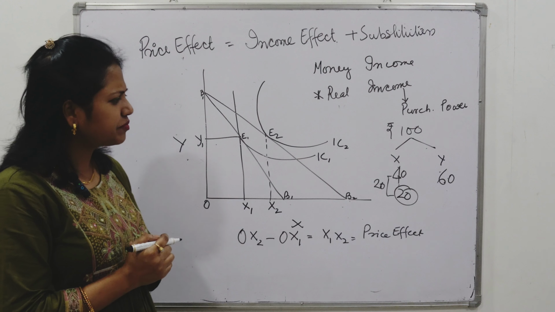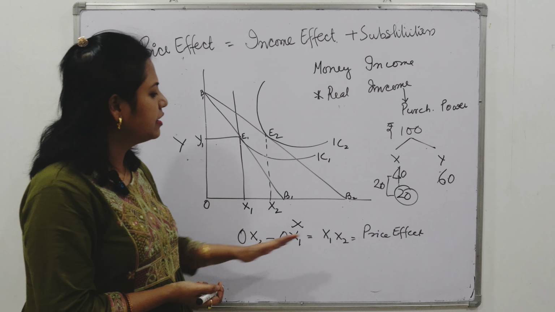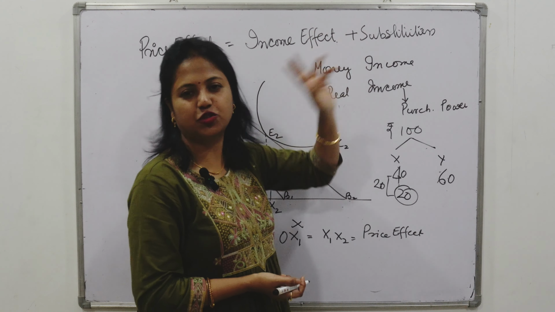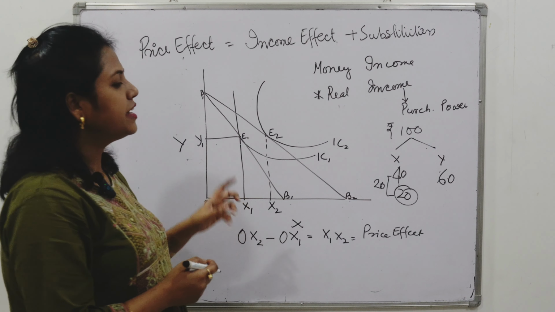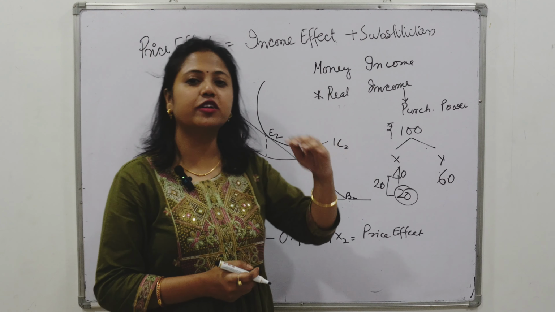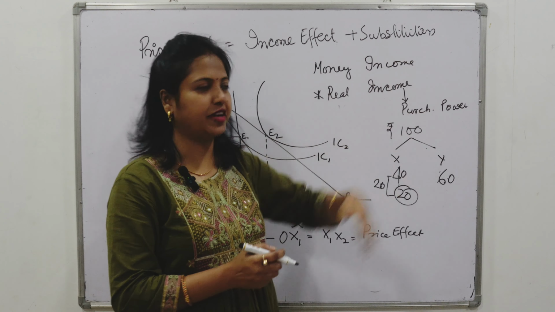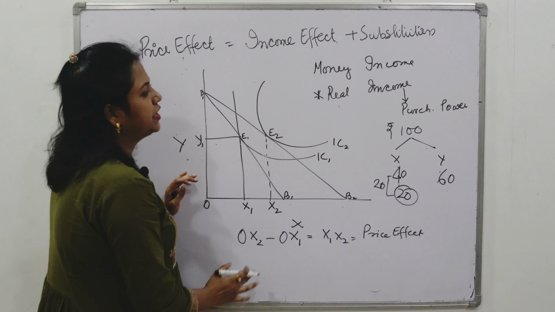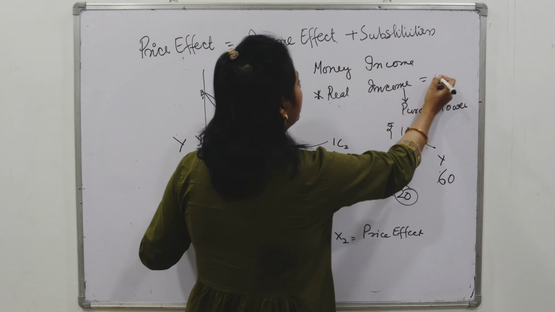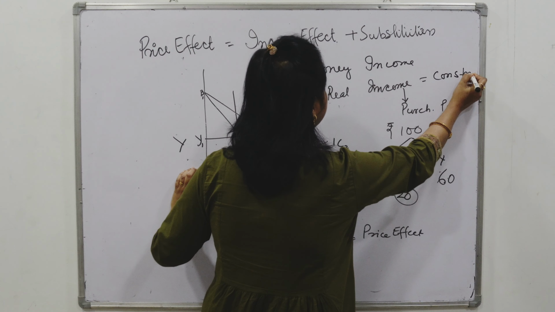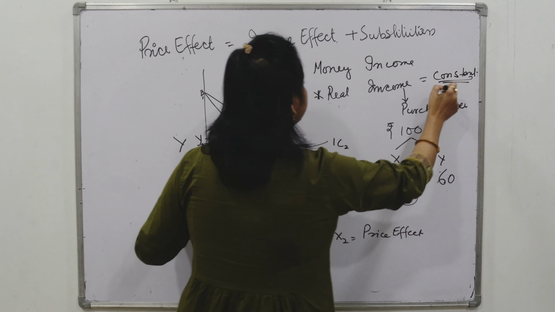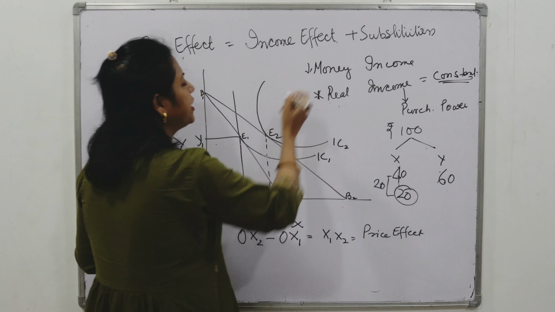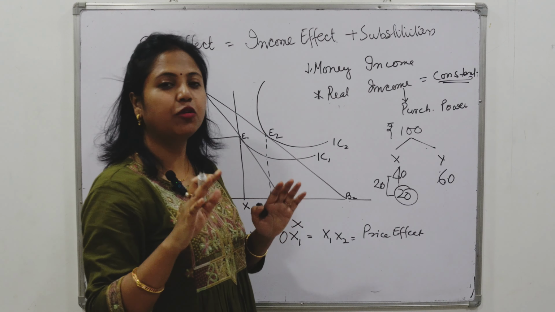But now friends, we understood price effect, but price effect has two components, income effect and substitution effect. So we will consider the Hicks substitution effect, or we call it the Hicksian substitution effect. Now how does it work? It works with the logic that we will make the real income constant, that is, it is not changing. Rather we'll reduce the money income, but we will keep the real income constant.